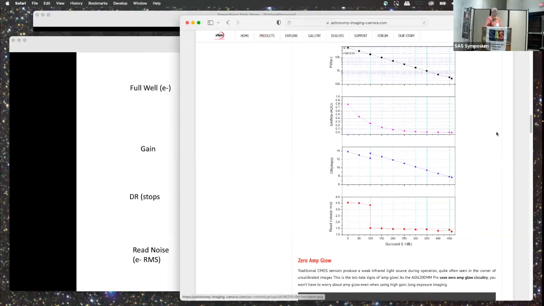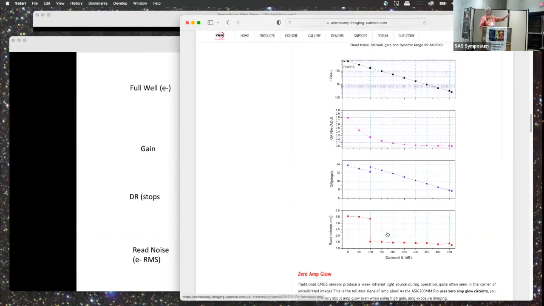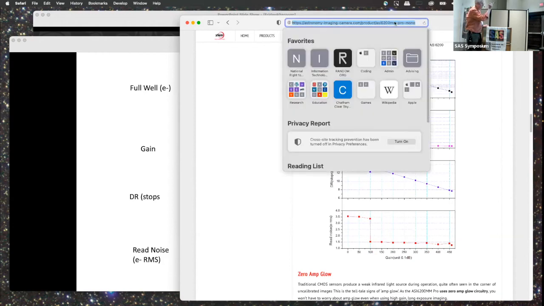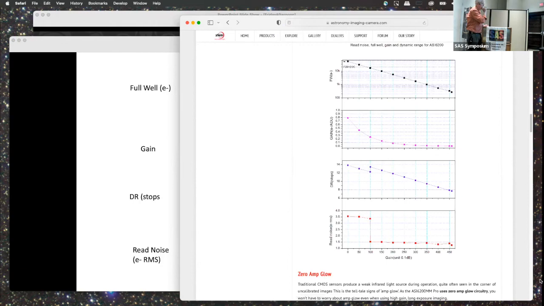Bob, here's your kink. If you look at the last 2 charts, that's where the switch over happens. You'll notice that the full well depth does continue to come down, but all of a sudden your dynamic range drops, and it's the bottom one, read noise. You see that huge jump in read noise when they switch the amplifier.